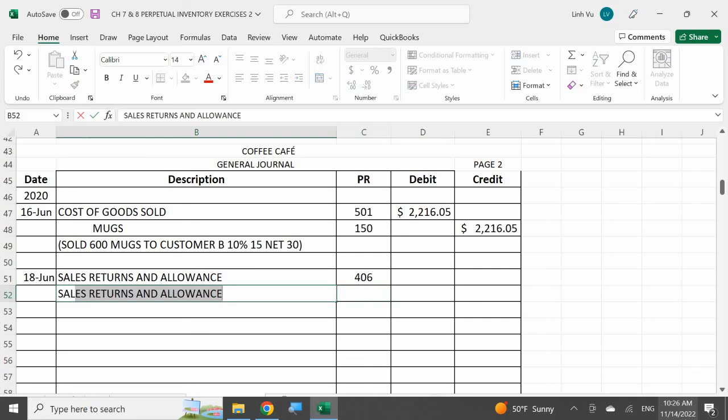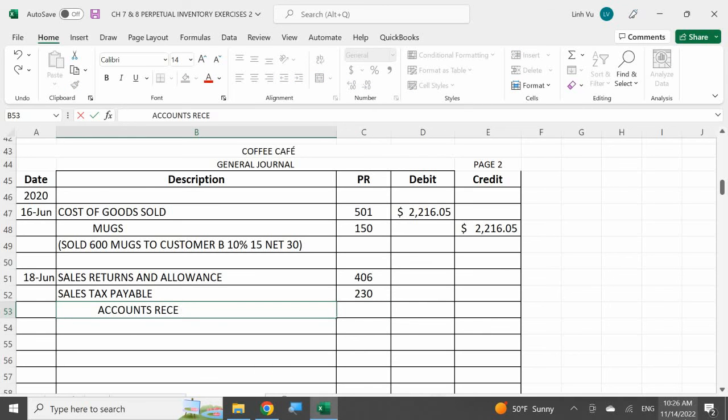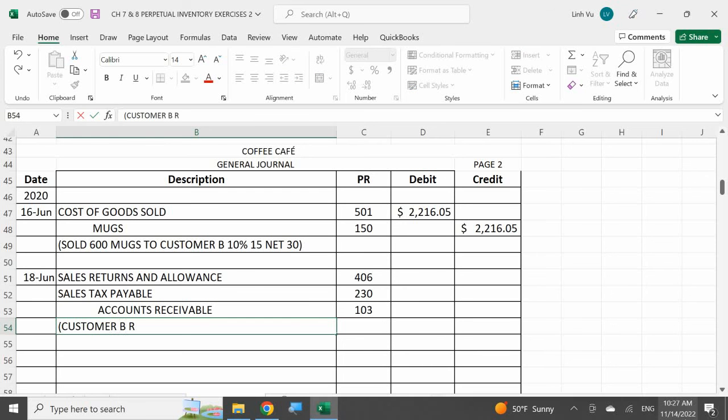You're going to have sales tax payable because you charge them tax on the mugs. And because the customer never paid, we're going to reduce the account receivable. Okay? And we said customer B returns 100 mugs, full refund.